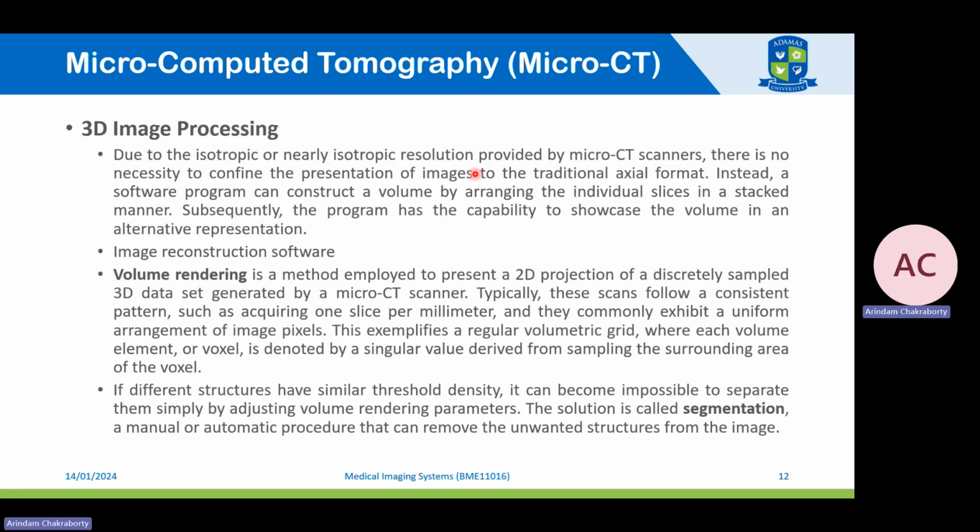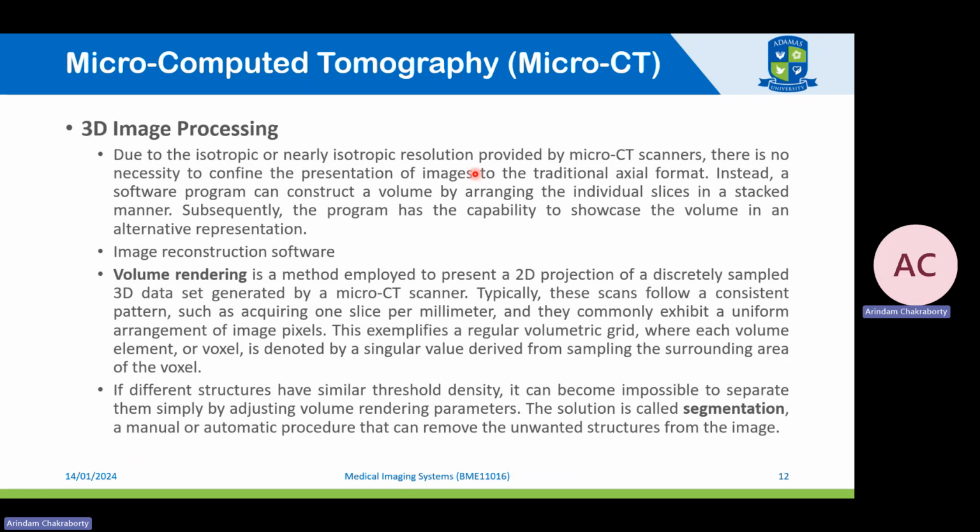If different structures have similar threshold density, then it becomes impossible. For example, if there is bone and another ceramic object present, they have similar threshold density or radio density. So it sometimes becomes impossible to separate them by adjusting the volume rendering parameters. From the 2D projection image, the software cannot distinguish between them.